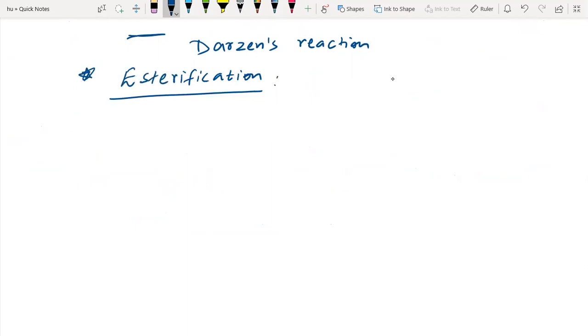Esterification is the formation of ester. How is this ester formed? When alcohol is treated with carboxylic acid in presence of sulfuric acid, we get ester, and a water molecule is eliminated. This is the reaction, the formation of ester. So even a question can be like this also.